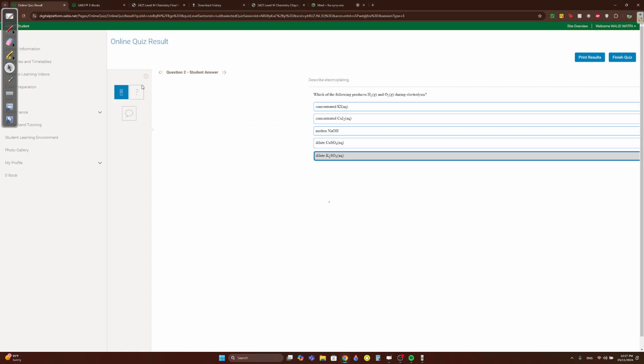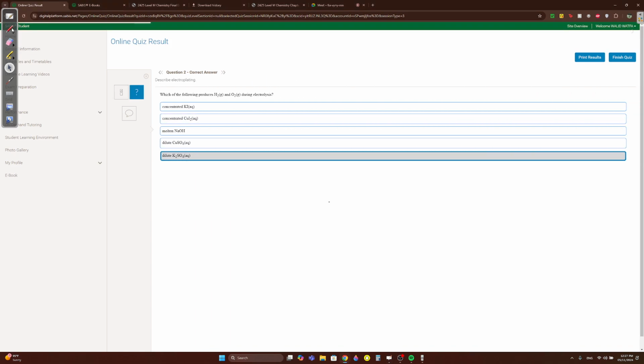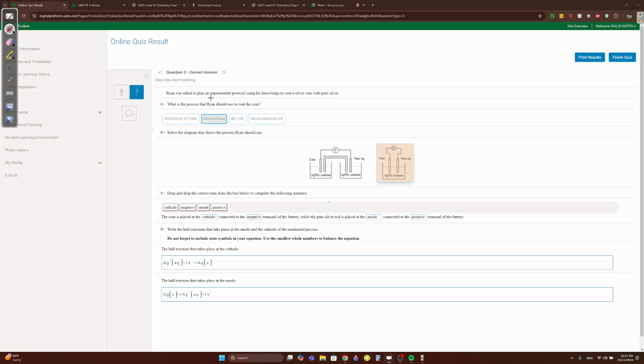Question 2. Ryan was asked to plan an experimental protocol using his knowledge to coat a silver coin with pure silver. So basically, he wants to coat a silver coin with pure silver. So he needs to use electroplating, right? This is what we talked about. If you want to coat it with more metal, like you want to make a thin layer of metal above it, you need to use electroplating. Which process should he use?